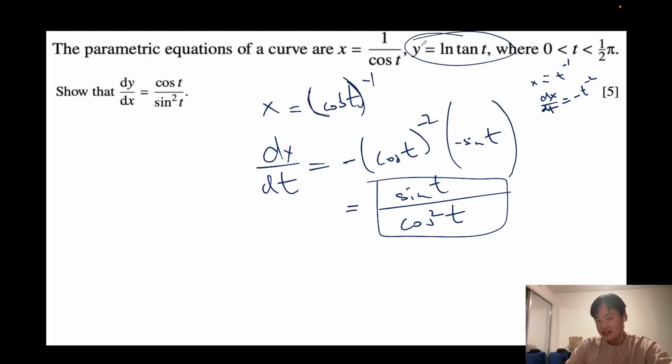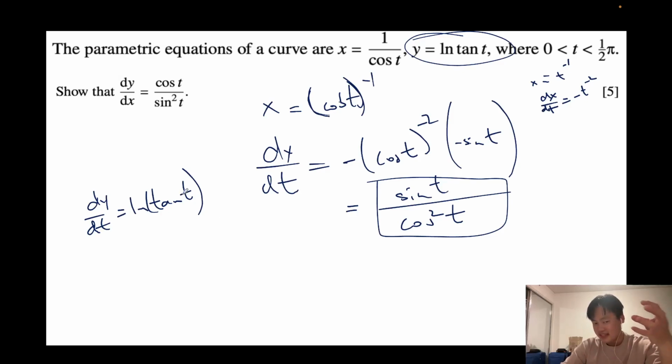Just like dx/dt, dy over dt is going to be the derivative of ln tan t. Pretend the bracket, tan t, is a regular t. Imagine if it was ln t, it would just become 1 over t. So to see how the differentiation works, you pretend that bracket is a regular t, so dy/dt is going to be 1 divided by tan t.